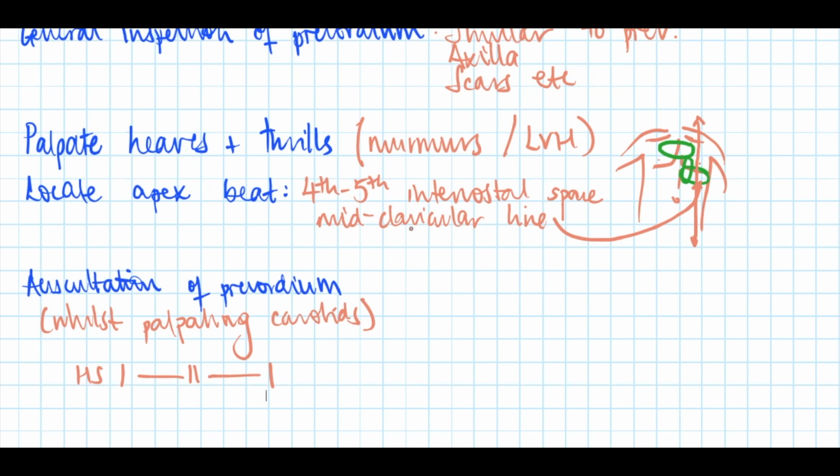For example, if you have a murmur after S1, so after you feel the carotid pulse, you hear a small ejection systolic murmur, and this could be aortic stenosis.